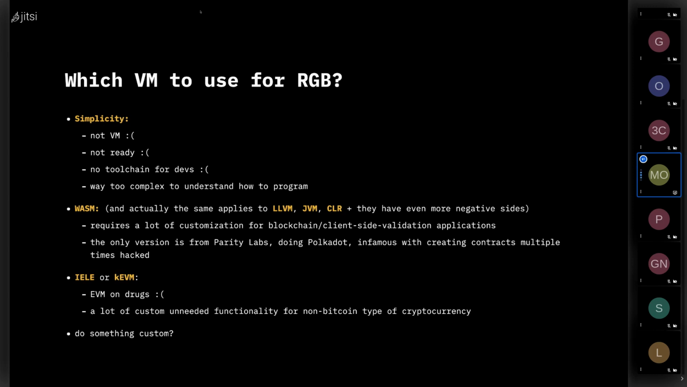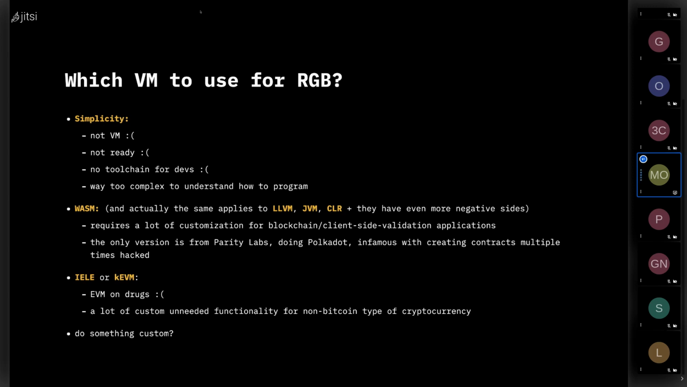What else is there? Well, there are some variants which are quite non-standard, like there is the IELE virtual machine and KEVM. They are both created by IOHK, which does the Cardano project. The interesting thing about them is that they are done with formal verification. So basically, they are done also by mathematicians, and KEVM is the version of EVM which is re-implemented with formal mathematics, and IELE is a more advanced version of the same KEVM.